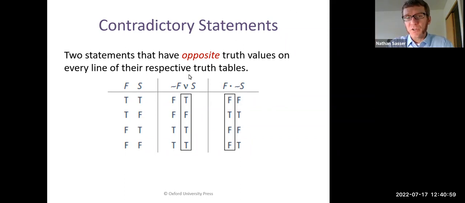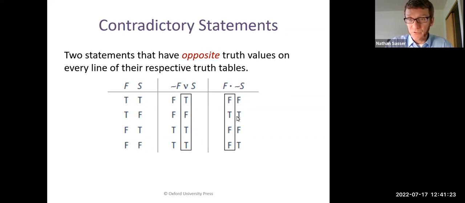So what you're going to do is take two compound statements and build up the truth tables side by side, just like this. And then just compare the lines. So look at line 1 here. Line 1, statement 1 is true. Statement 2 is false. Okay, so far they're contradictory.